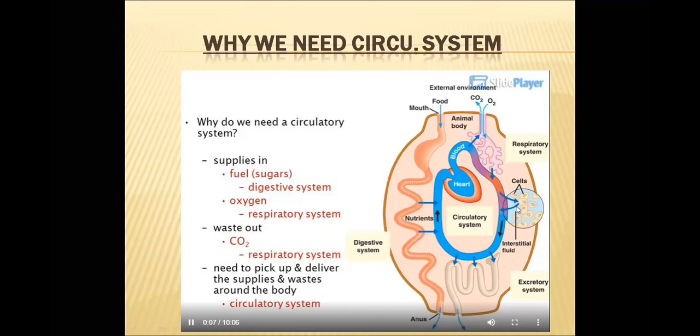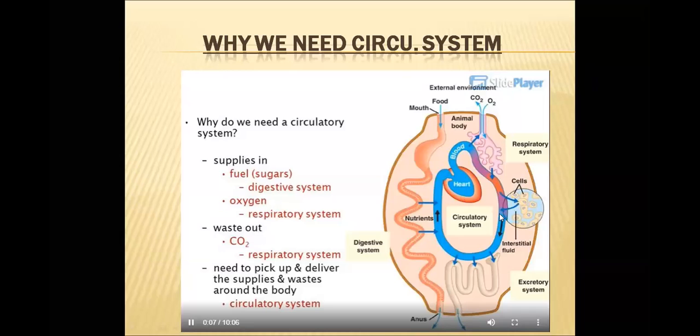Likewise, in return, it is collecting nitrogenous waste materials and carbon dioxide. And carbon dioxide, after collecting from the cells, will be given to the lungs to send out of the body, and nitrogenous waste materials will be given to this excretory system to send out of the body in the form of urine. So this is the function of circulatory system.